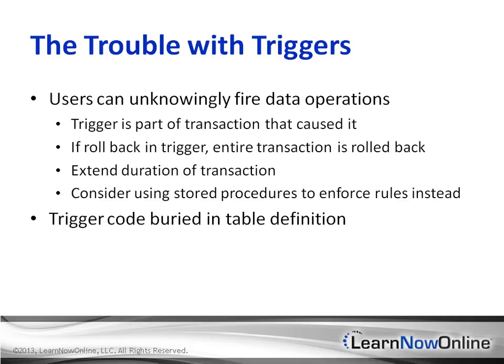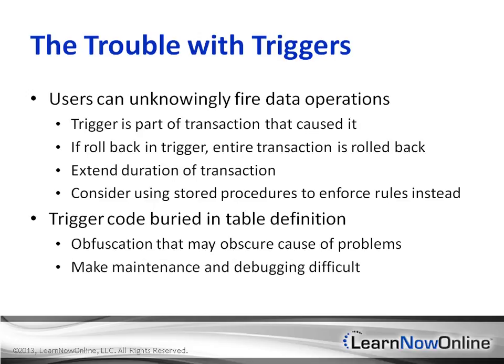So, speaking of, another problem is that trigger code is buried deep within a table definition. This obfuscation can lead to debugging problems later because the source of a problem may not be immediately apparent. For that reason, many developers try to avoid using triggers at all because their hidden actions can make maintenance and debugging very difficult, especially if the triggers make changes to tables other than the one that's being explicitly updated by the code that triggered the execution of the trigger.